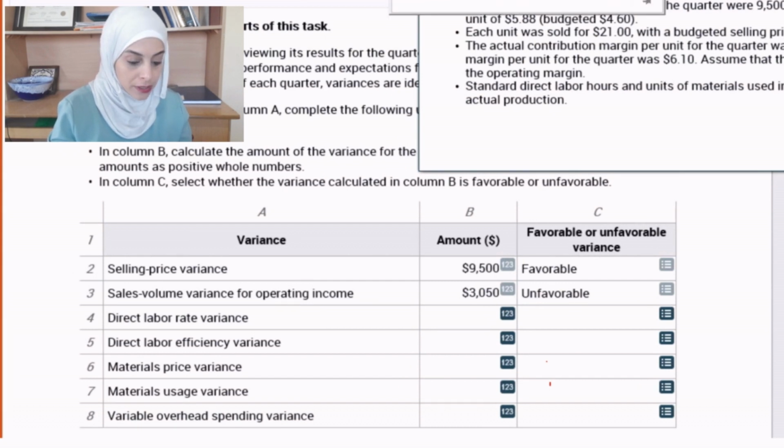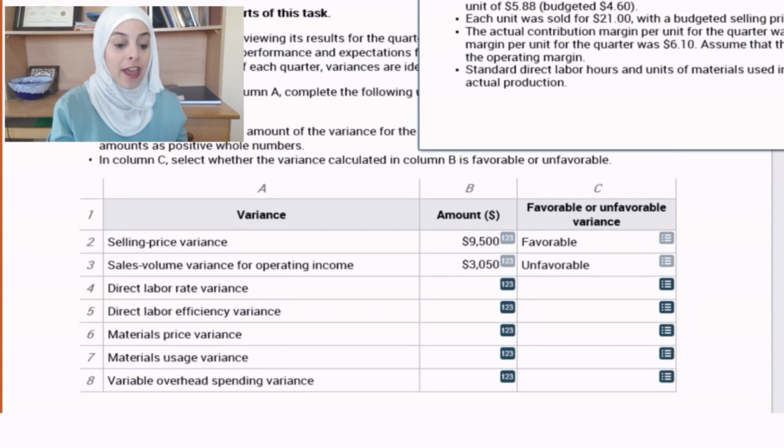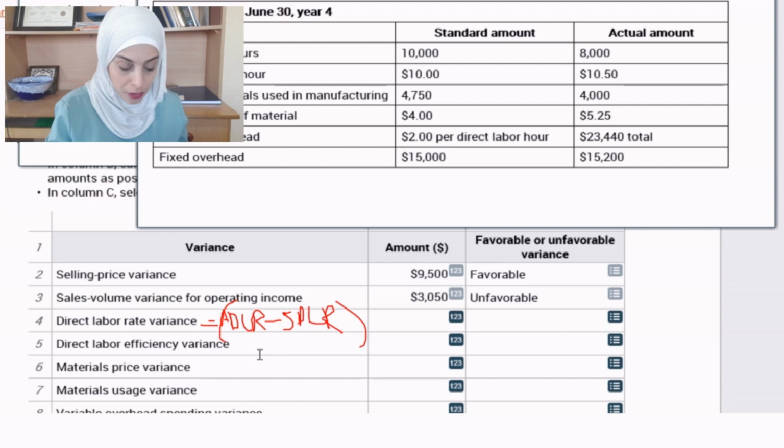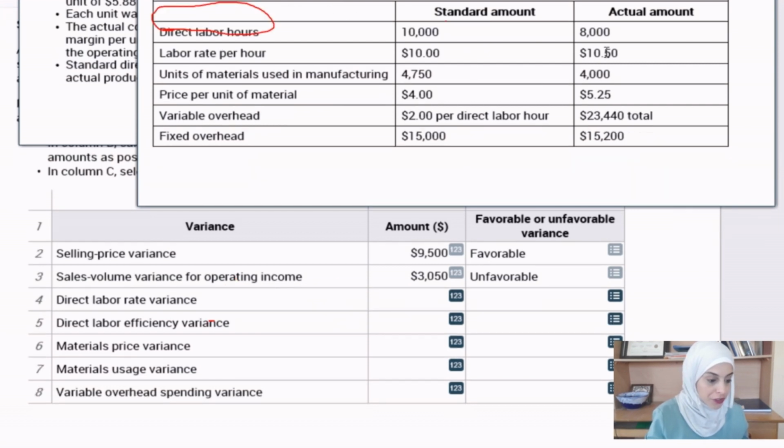Direct labor rate variance. From its name, again, the direct labor rate variance equals the actual direct labor rate per hour minus the standard direct labor rate per hour, times the actual direct labor hours. So we take the difference between the actual and standard hourly direct labor rates and multiply that by the actual direct labor hours. Let's try to find this information. We're going to go to the other exhibit, which is the standard versus actual costs.